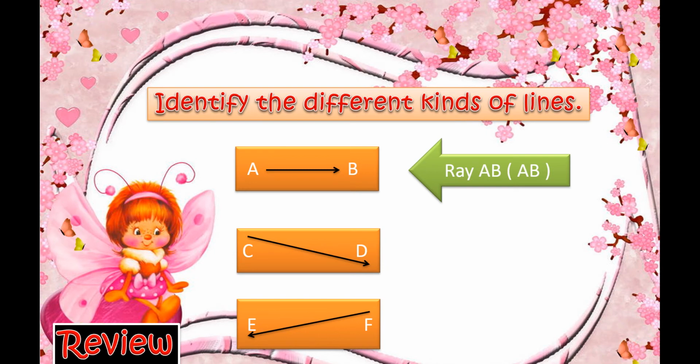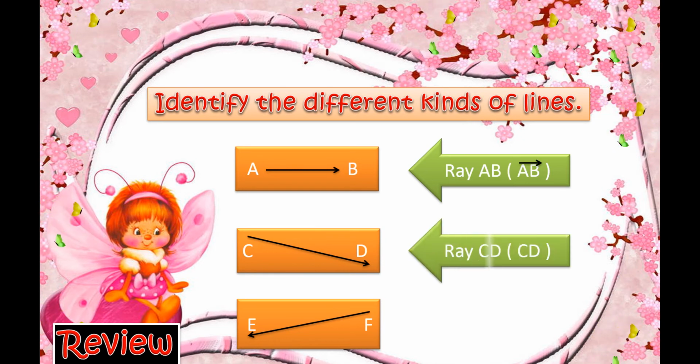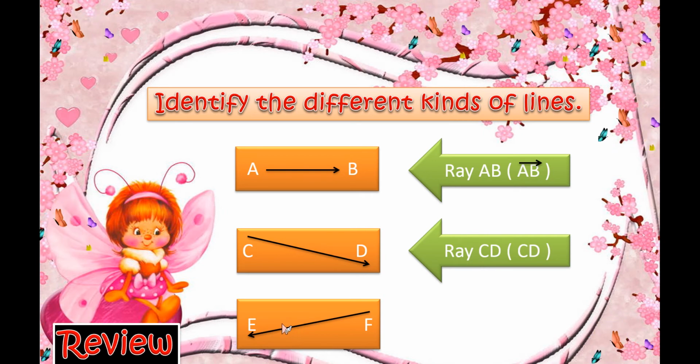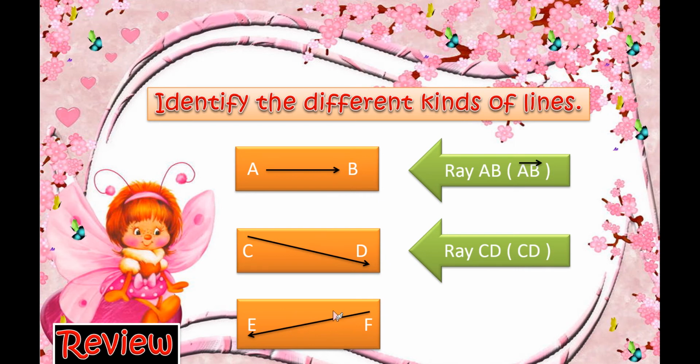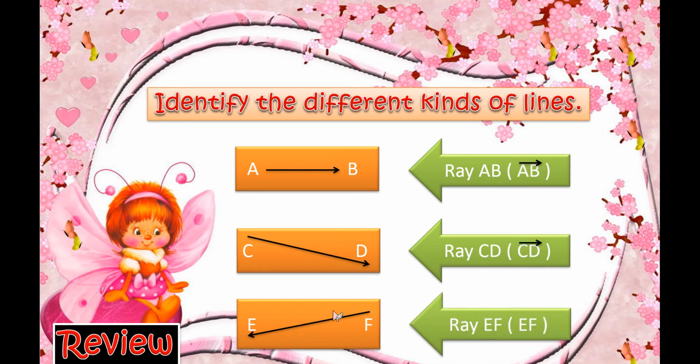For this time, let us name the ray. So the first one is ray AB. Next, here, it is ray CD. You're correct. And for the last one, we have ray EF.